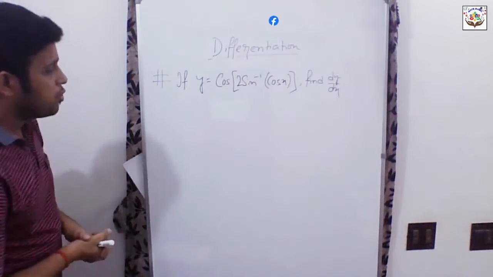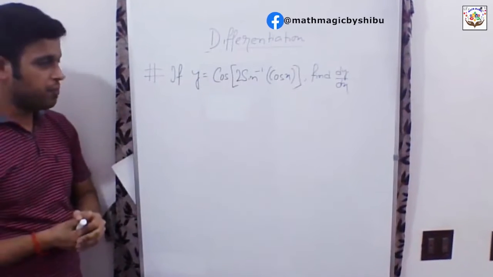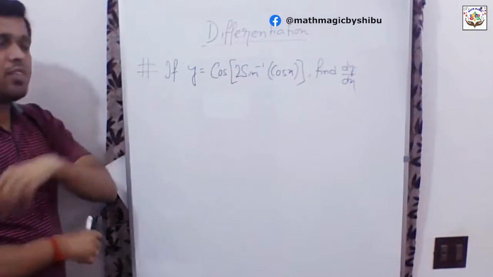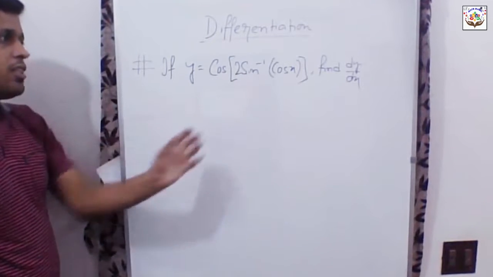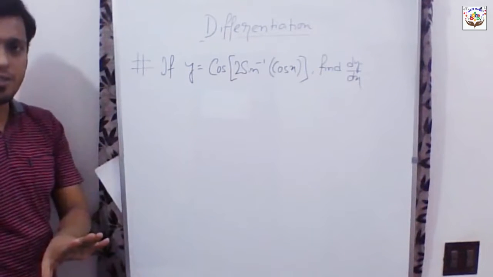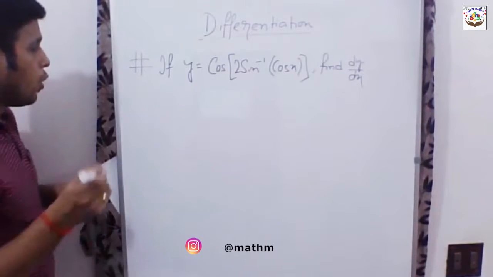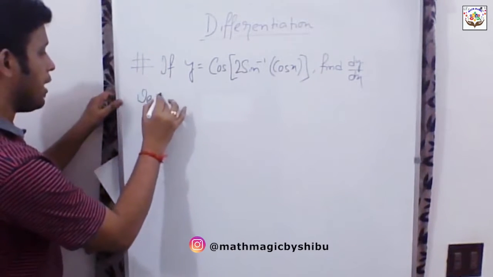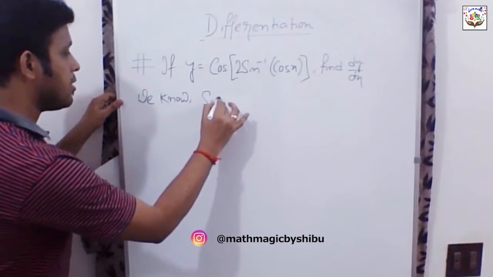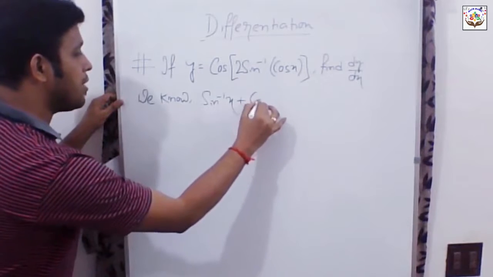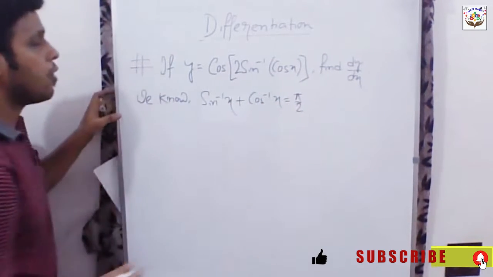Okay. So as you can see, we have cos in two places and we have sine inverse in between. So let us first try to convert this sine inverse into cos inverse. Let us see whether it is possible or not. Okay. We know that sin⁻¹ x plus cos⁻¹ x equals π/2.